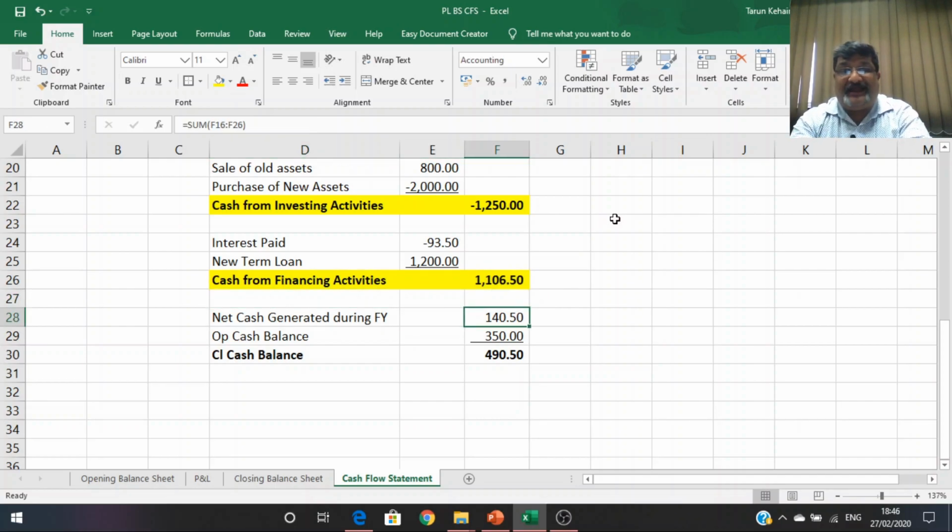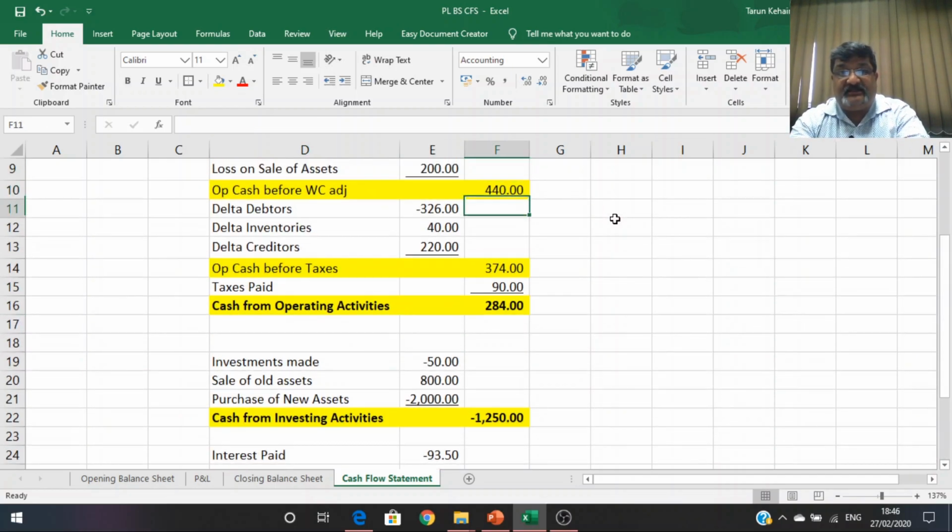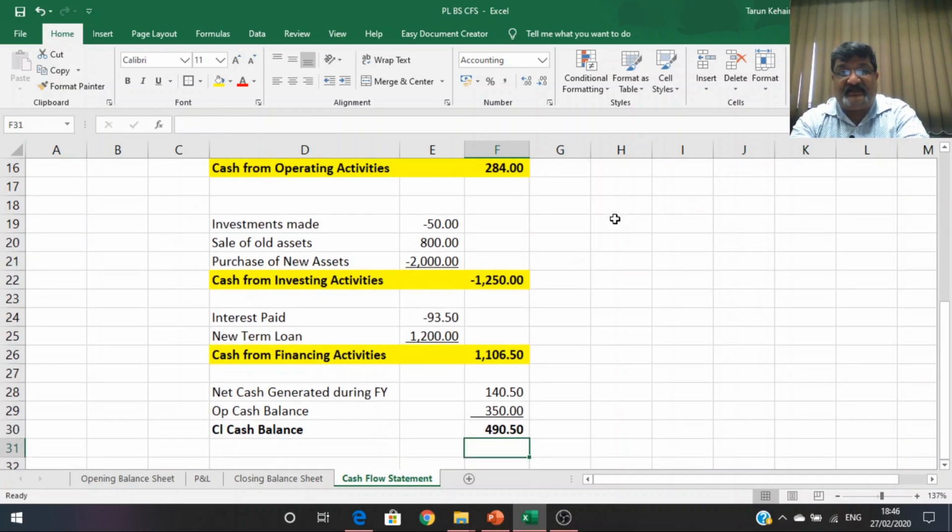So now if you add all these three activities, cash from operating activities, investing activities, and financing activities, you get your net cash generated during the year. If you look here, it is 140.5. So this is the net cash that the company X Limited generated during this financial year.